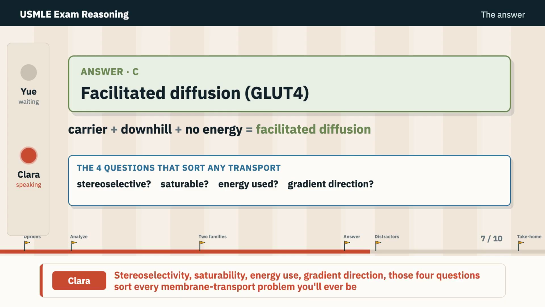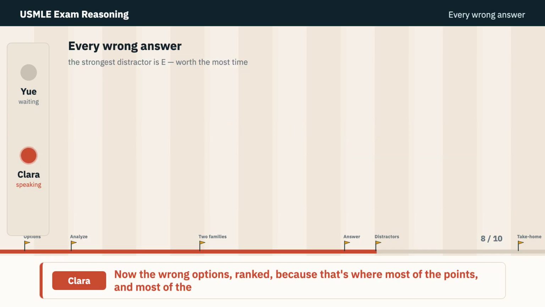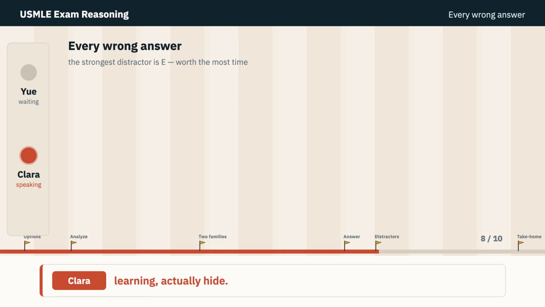Stereoselectivity, saturability, energy use, gradient direction. Those 4 questions sort every membrane transport problem you'll ever be handed. Memorize the 4 questions, not the answer. Now the wrong options ranked, because that's where most of the points and most of the learning actually hide.